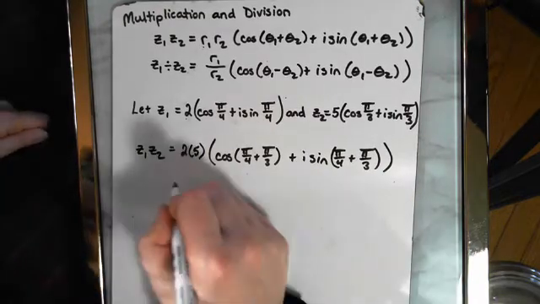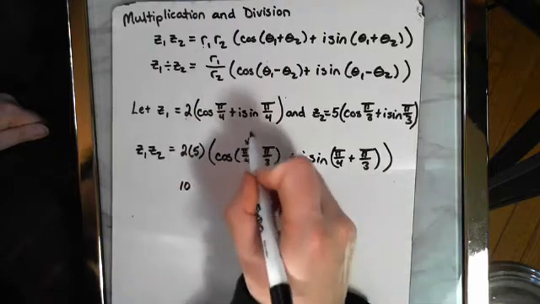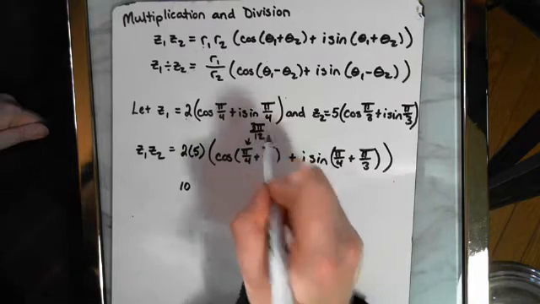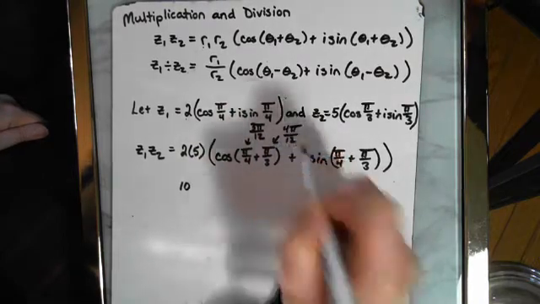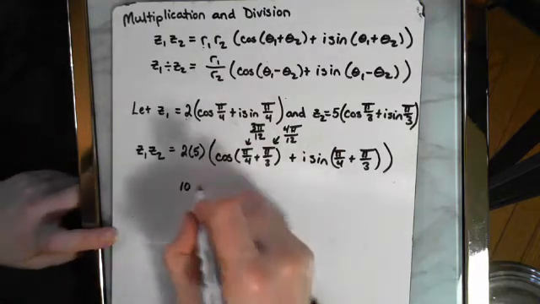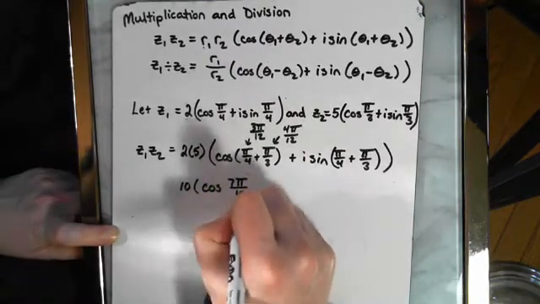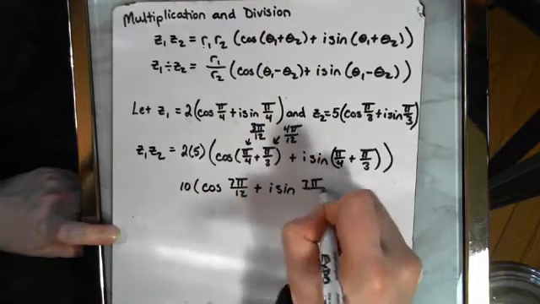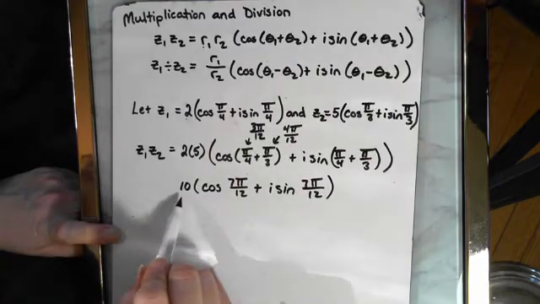2 times 5 is 10. Now pi over 4 and pi over 3. This is 3 pi over 12, and this is 4 pi over 12. If I add those, I get 7 pi over 12. So this is the cosine of 7 pi over 12 plus i sine of 7 pi over 12. Okay, and that is my answer to the multiplication.